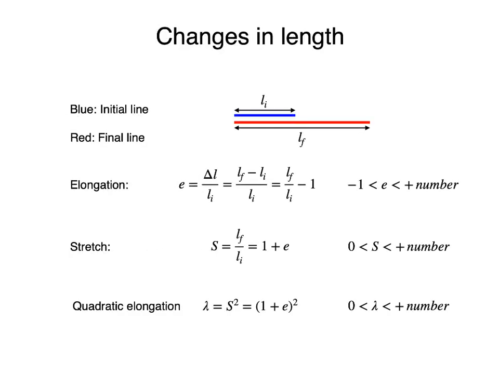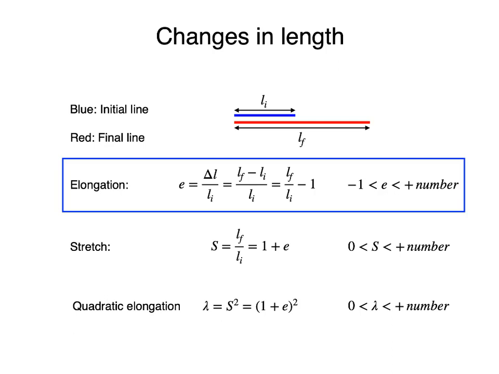Suppose a line with initial length Li is stretched to a final length Lf. The elongation, E, is the final length of the line minus the initial length, divided by the initial length. It is a value that ranges from -1 to a positive number. An elongation of 0 means no change in length.